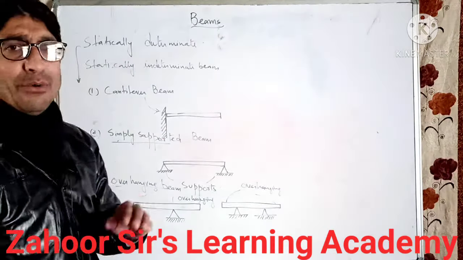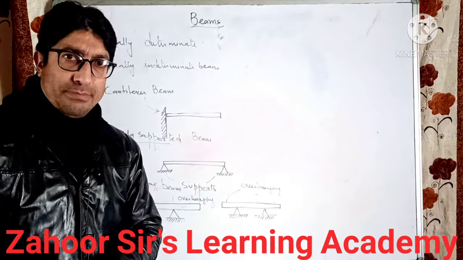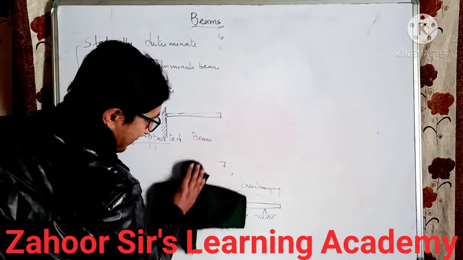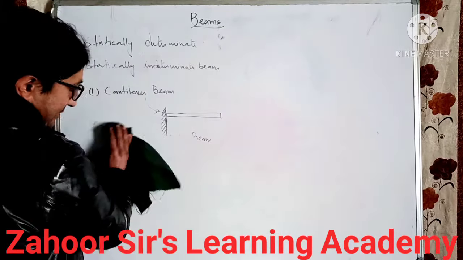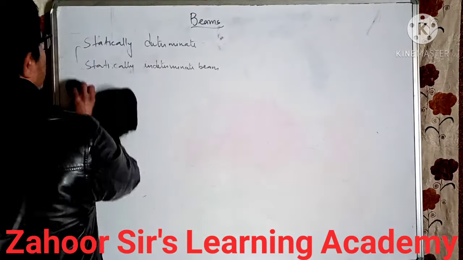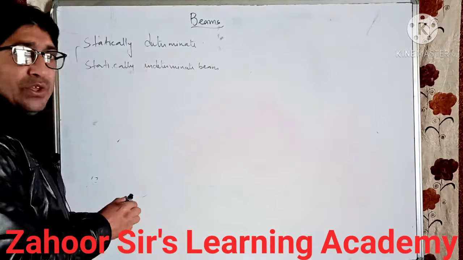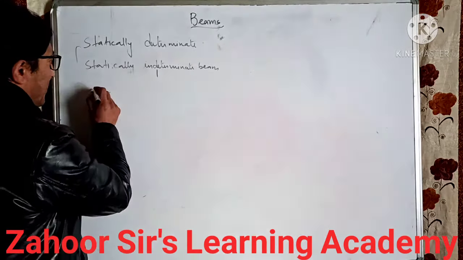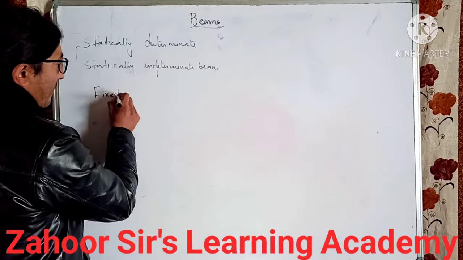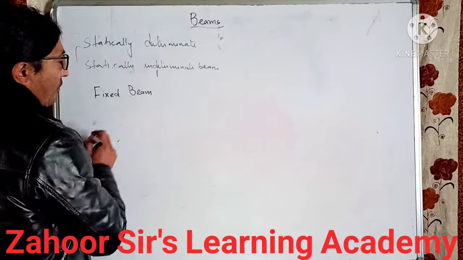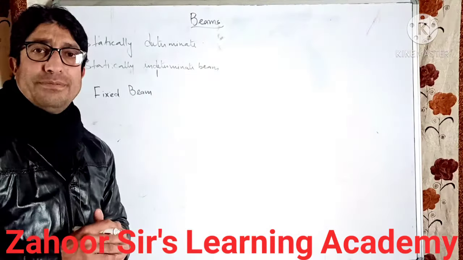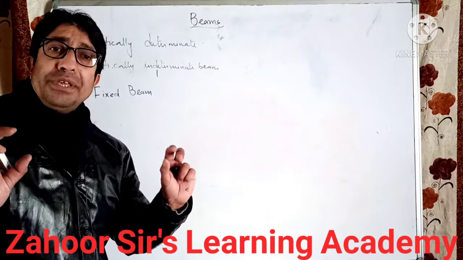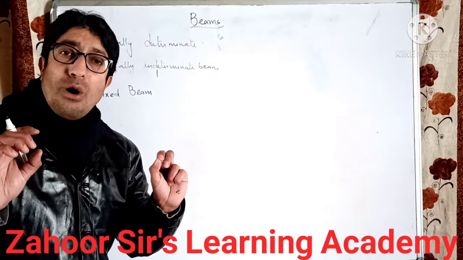Now let's talk about indeterminate beams. What are those 3 types? Now we'll talk about a beam which is indeterminate. The first type is the fixed beam. As the word indicates, the 2 ends of the beam are fixed either in the walls or on the supports.